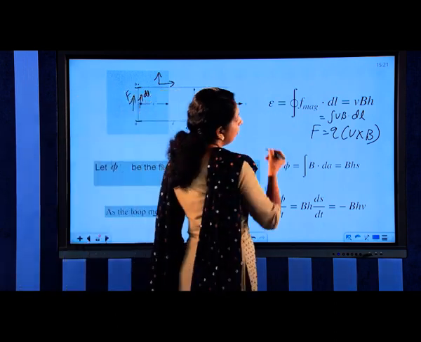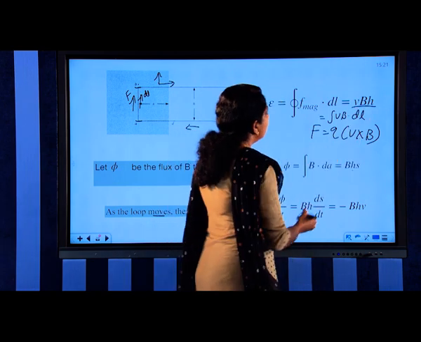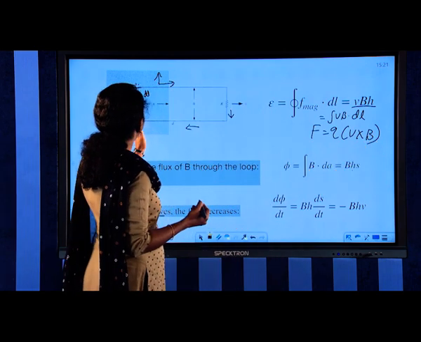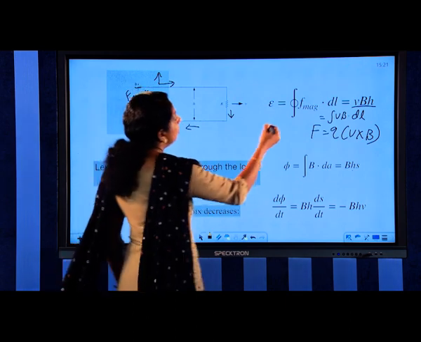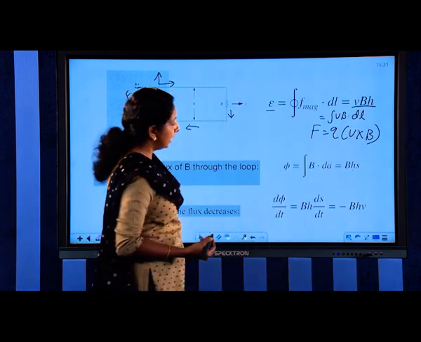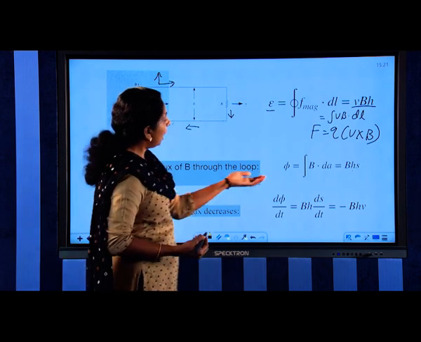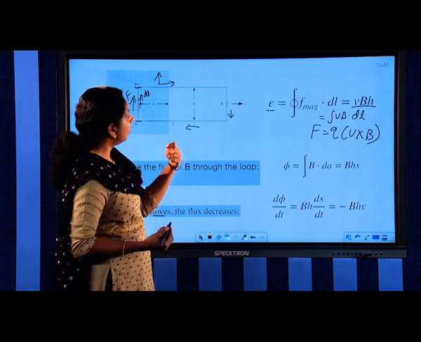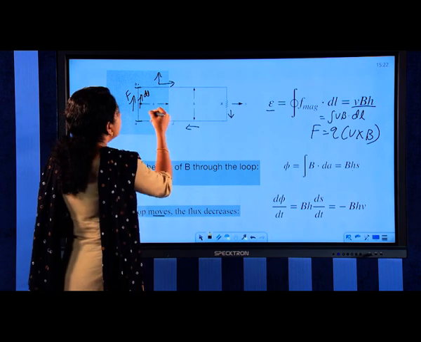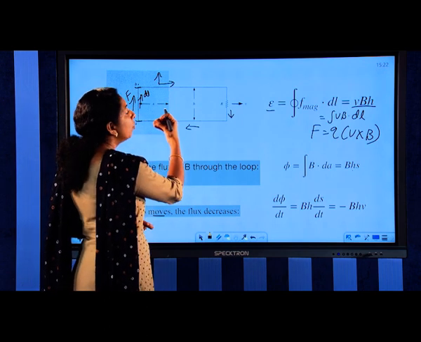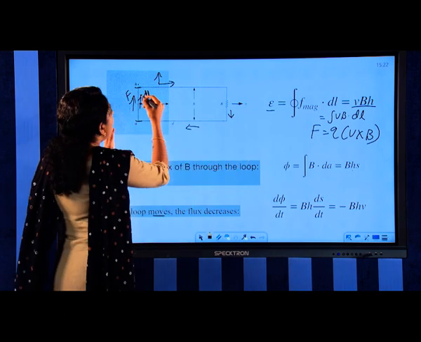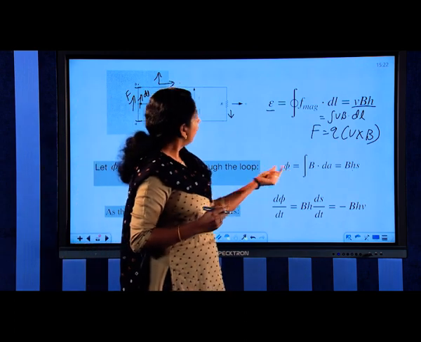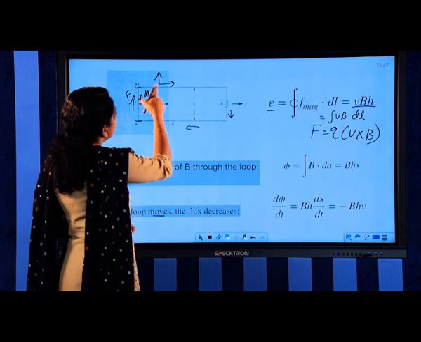So we will get EMF as VB into H, because V cross B we got as VB and times dl, that we are integrating over the length AB, that is H. So we got EMF as VB times H. Now we can find the magnetic flux associated with the loop, because the loop is moving to the right with some speed V. So the number of lines passing through the surface goes on decreasing, because we are moving the loop outward of the magnetic field. So we can calculate the number of magnetic field lines passing through the area.